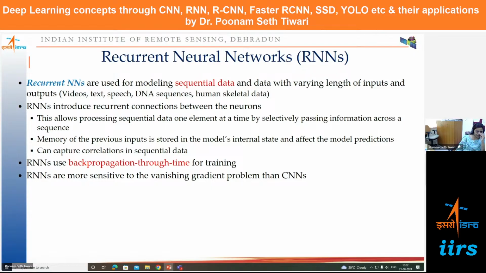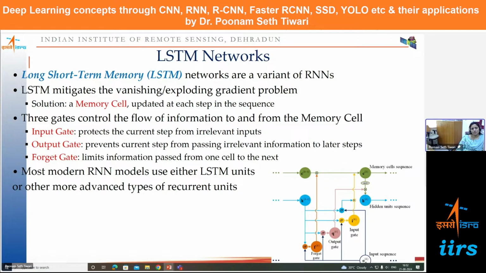Then there are RNNs, recurrent neural networks, which are used for modeling sequential data, where sequential means every time it is coming. Sequential data, such as video, text, speech, DNA sequences, can all be handled using RNNs. Then LSTMs, long short-term memory, are a variant of RNN. We have not discussed the vanishing gradient problem, so LSTMs handle the vanishing gradient problem also.